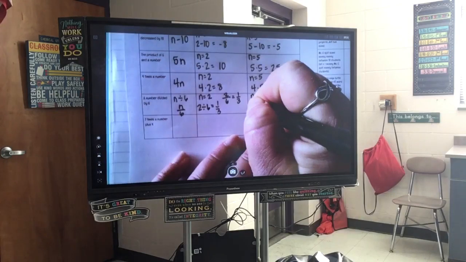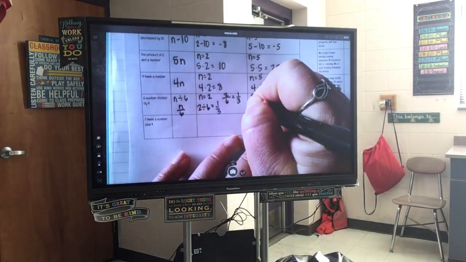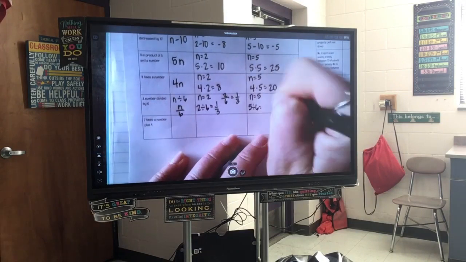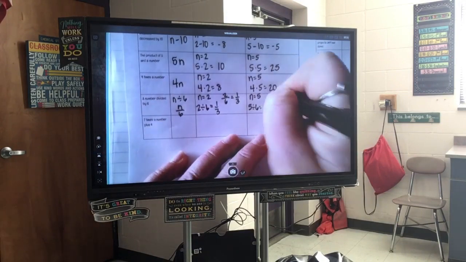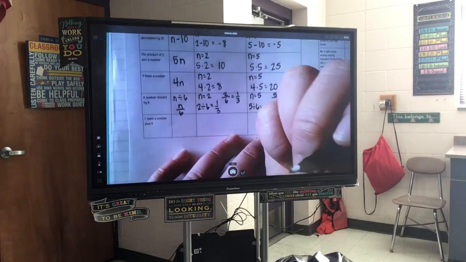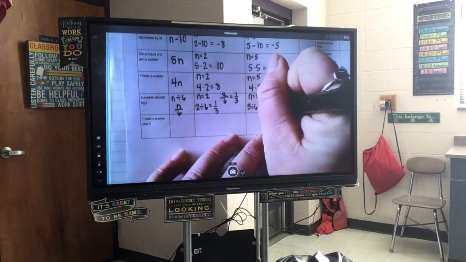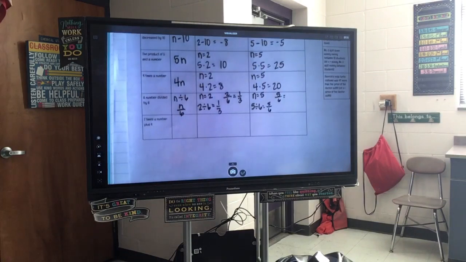Substitute the n for 5. So what is it gonna look like? 5 divided by 6. Okay. So you have 5 divided by 6, which essentially we're just gonna leave it as 5 divided by 6. I'm not gonna do the math.